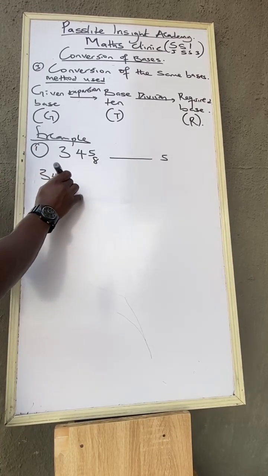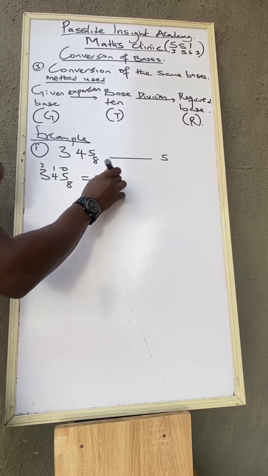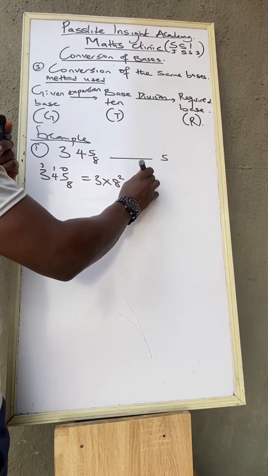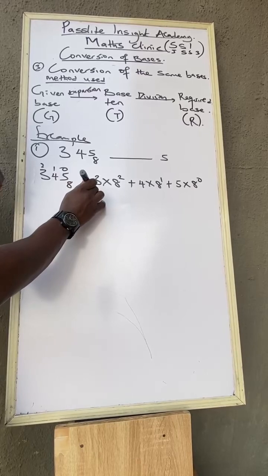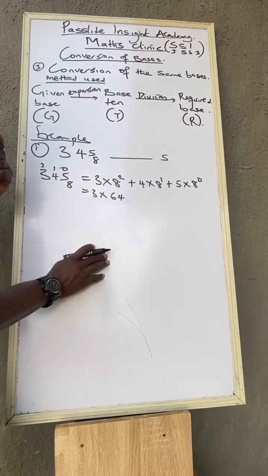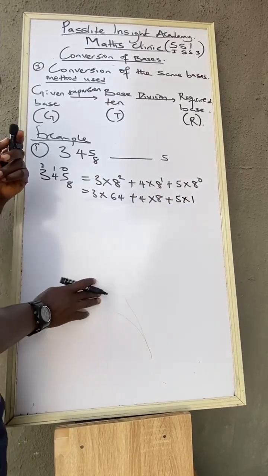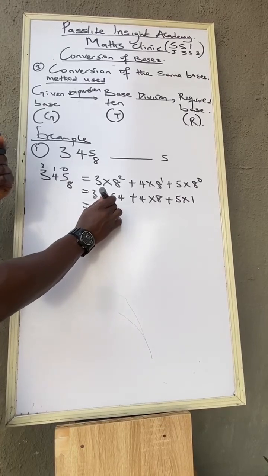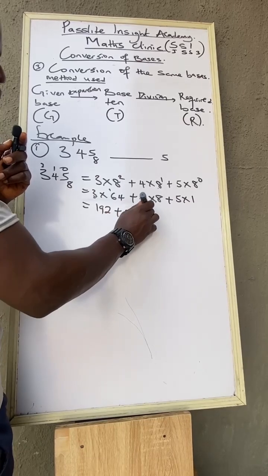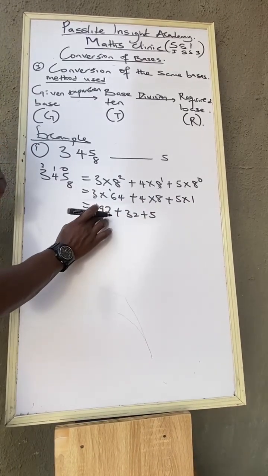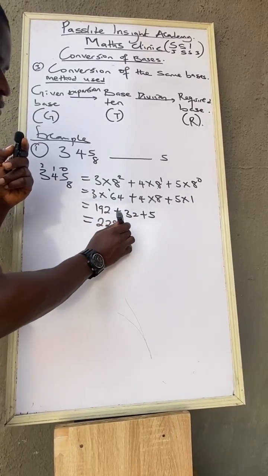3, 4, 5 with positions 2, 1, 0. First take it to base 10 using expansion: 3 times 8 raised to power 2, 4 times 8 raised to power 1, 5 times 8 raised to power 0. So 3 times 8 squared, which is 64, plus 4 times 8 plus 5 times 1. So 3 times 4 is 12, keep 1. 3 times 6 is 18, plus 1 is 19. So 192, plus 4 times 8 is 32, plus 5. When you add them together, that is 229 in base 10.